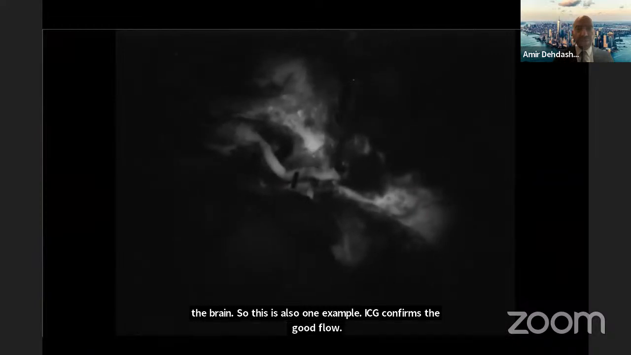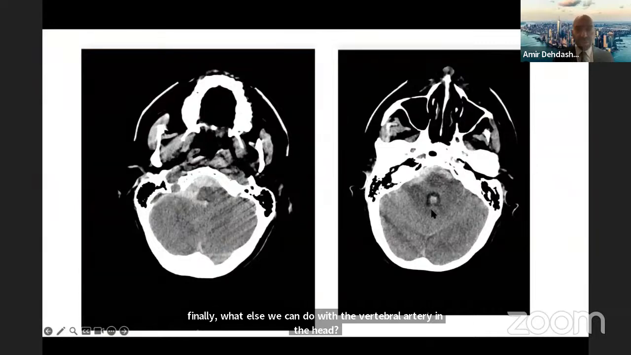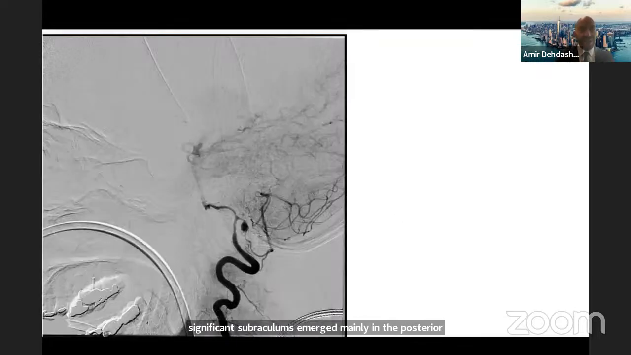what else can we do with the vertebral artery in the head? This is a patient with a subarachnoid hemorrhage, significant subarachnoid hemorrhage, mainly in the posterior fossa. You can see she already has a very significant vasospasm, and has this distal PICA aneurysm that cannot be sacrificed. It's a major PICA. It's on the second segment, the lateral medullary segment of PICA.